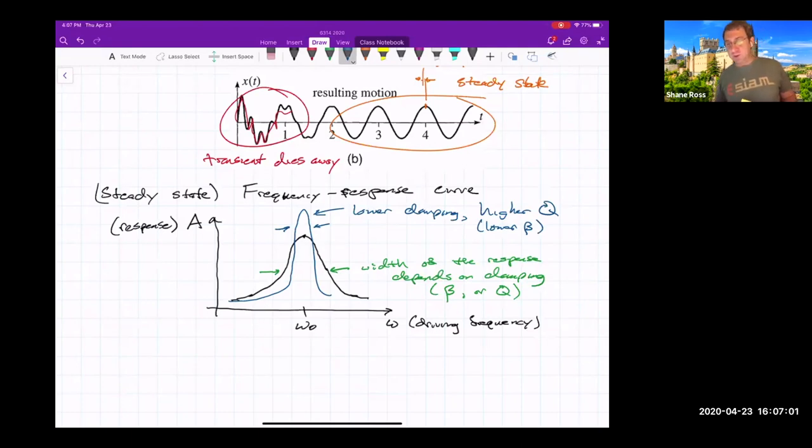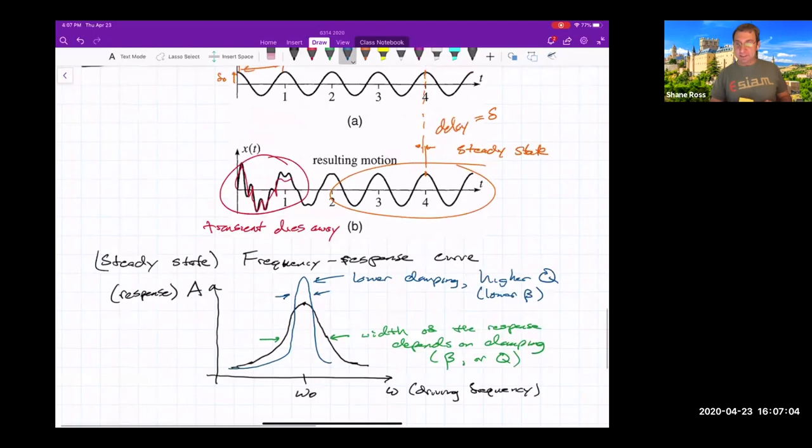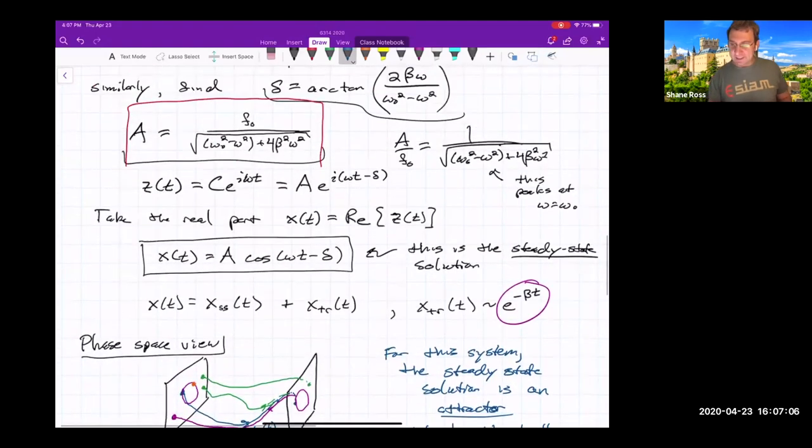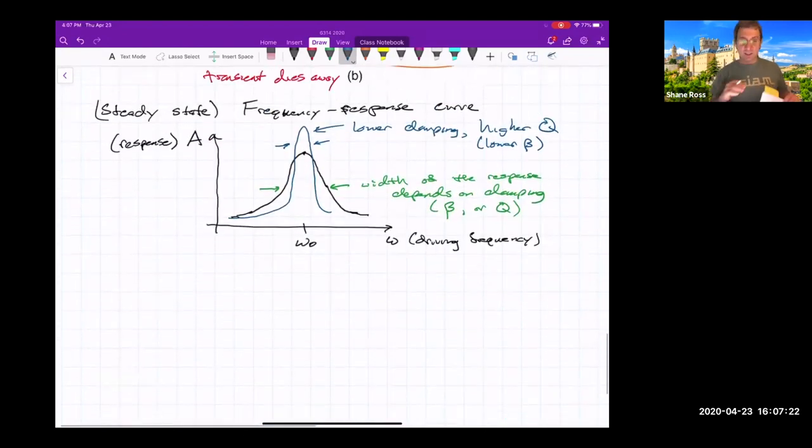As Q goes to infinity, look at the expression here, meaning as beta goes to zero, this term becomes very, very small. And so at omega equals omega naught, this is zero. So all you're left with is what looks like a delta function. As Q goes to infinity, as you lower damping, you get this huge response, but over a very narrow band. So that might not be very good. Depends on what you're after. Okay, so this is the frequency response curve idea.